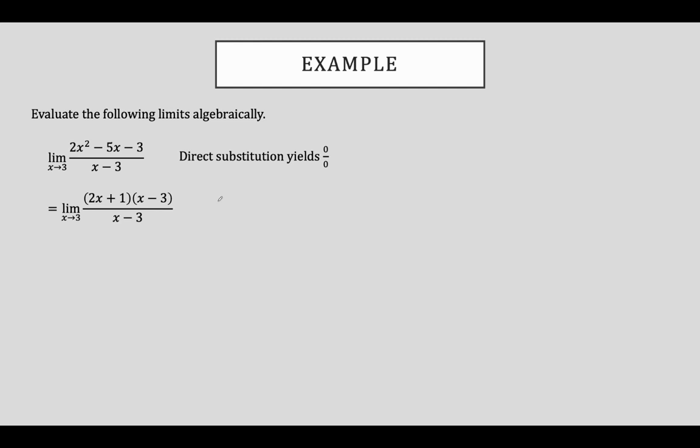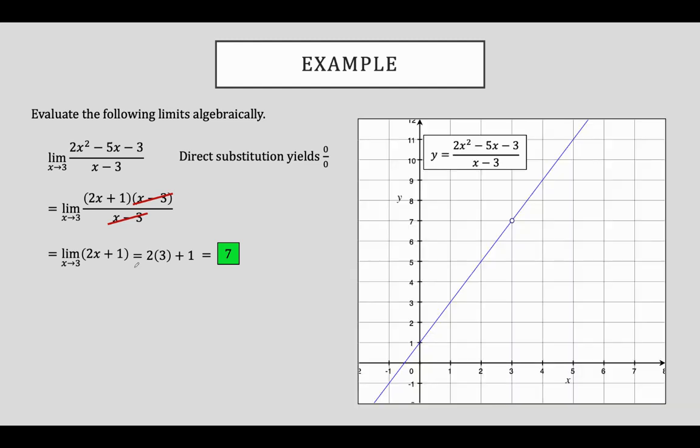So what can we do? We divide them out, we simplify the limit, and we try our direct substitution again. In this case, we plug in 3 for x, and plugging in 3 for x gives us a final answer of 7. All right, we can check our work graphically. Here I have the function 2x squared minus 5x minus 3 divided by x minus 3. This gives us a linear function. Notice that linear function actually looks like the graph of y equals 2x plus 1, which we see right here. But it has a hole in the graph when x is equal to 3.